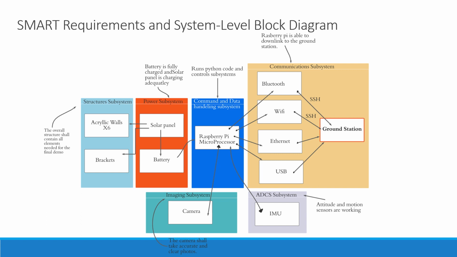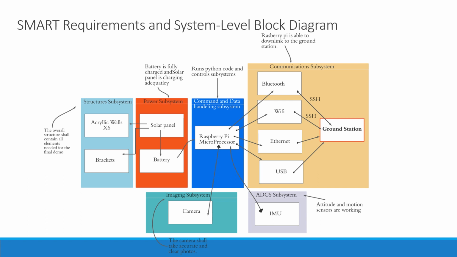Doesn't matter through Bluetooth or Wi-Fi, SSH, yeah. Then imaging, the SMART requirement is that the camera shall take accurate and clear photos. So, for example, we can take a photo before running the demo to see if it's working correctly. And then lastly, for the ADCS subsystem, we have attitude and motion sensors are working. So those are the SMART requirements.